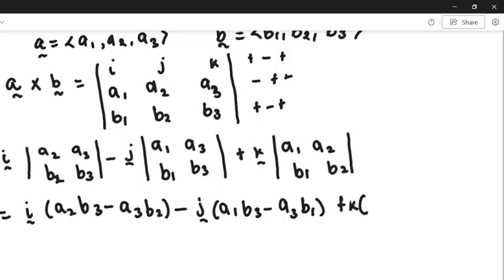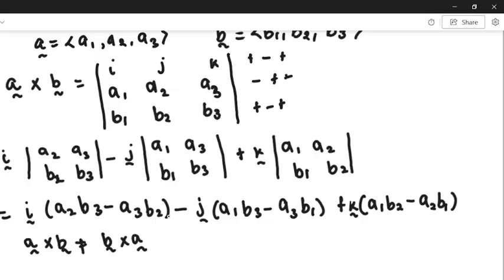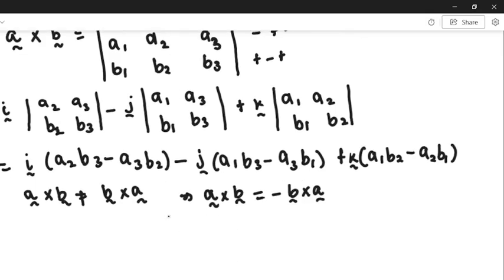plus K, A1 B2 minus A2 B1. And kindly note that A cross B is not equal to B cross A. Instead, one gives a negative of the other, so if you're having A cross B, it equals minus B cross A. Interchanging the rows results in a change on the coefficient. If it was positive, it becomes negative.